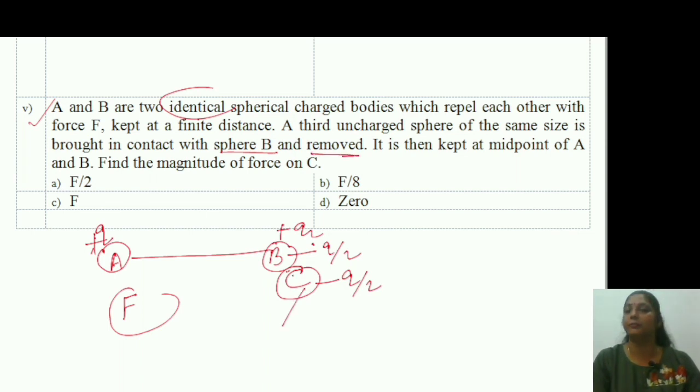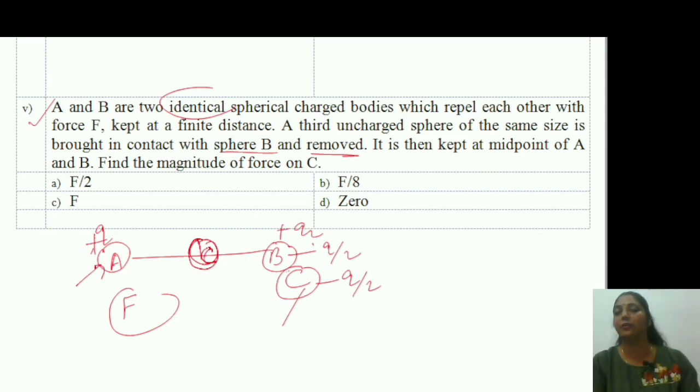Now C is removed from this position. It is then kept at the midpoint of A and B. Now this third charge is kept at this point between A and B. Find the magnitude of force on C. Now you have to calculate force on this C charge due to first sphere A and second sphere B. How do you calculate? This C has charge Q by 2. Sphere A has charge Q, B has charge Q by 2 and C has charge Q by 2. Now you have to calculate force on C due to these two charges.